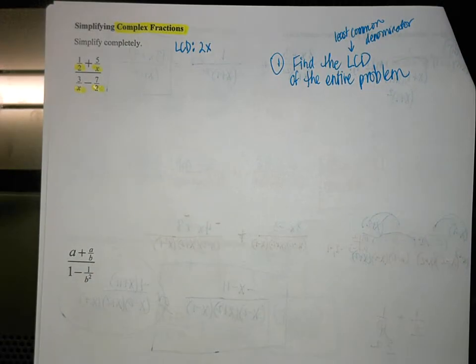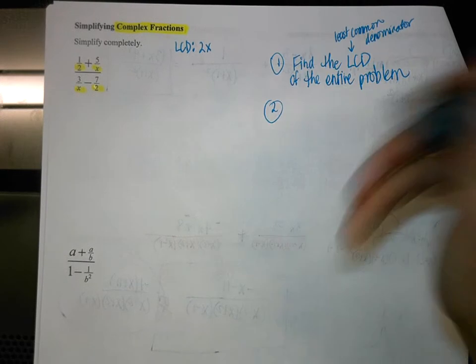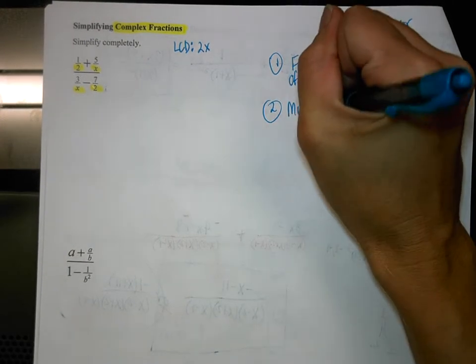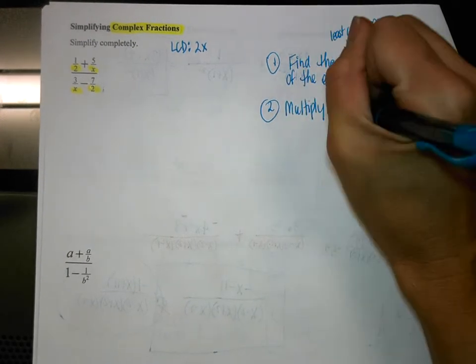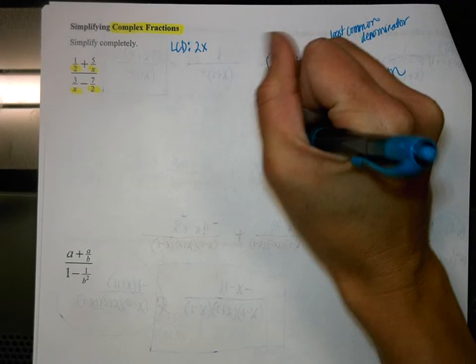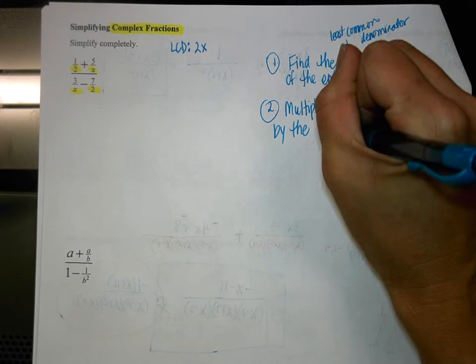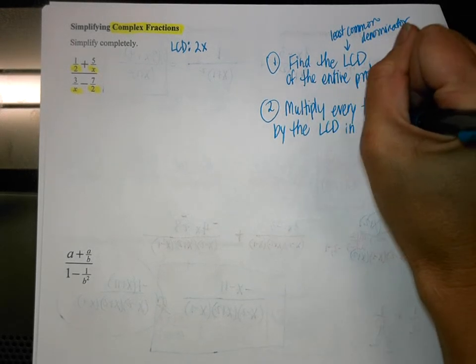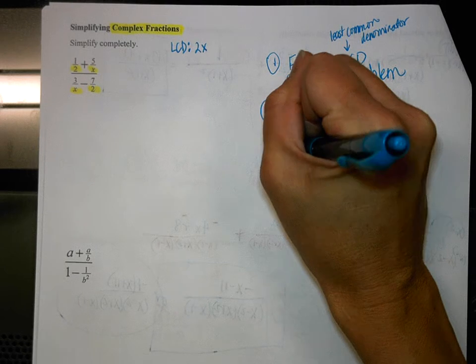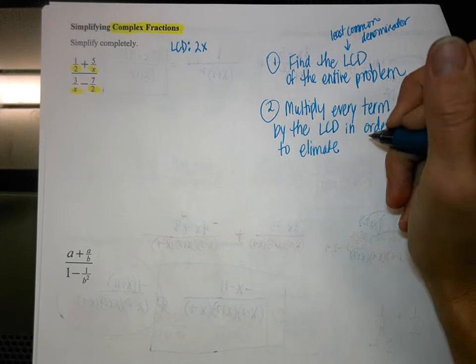Okay. Step 2. Multiply every term by the LCD in order to eliminate double fractions.